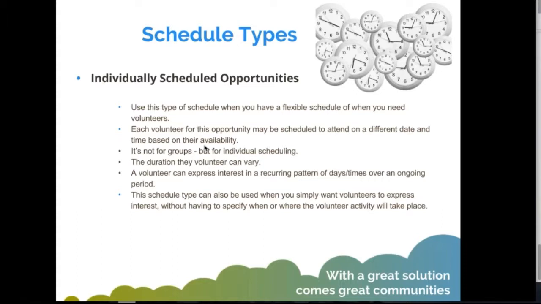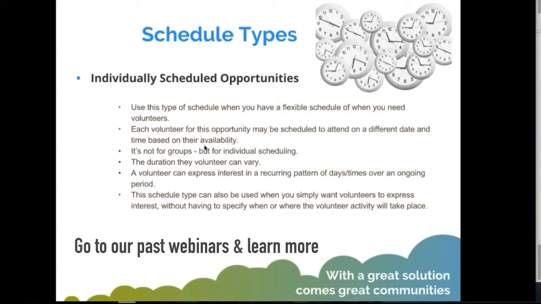A volunteer can express interest in this opportunity and either say they want to come for a specific date and time, "I'd like to come on Monday from 8 to 10," or they can say that they'd like to come every Monday from 8 to 10 for the next 2 months.